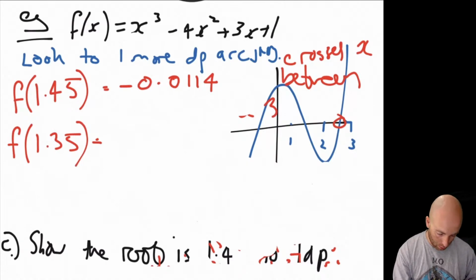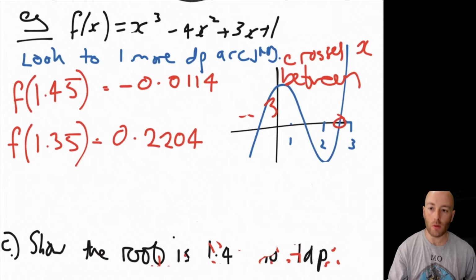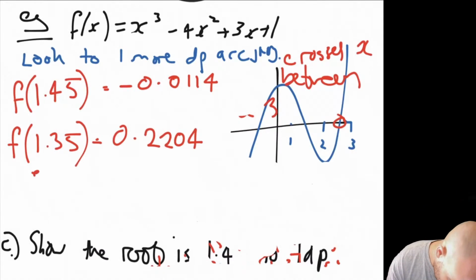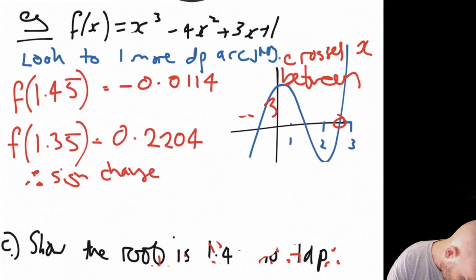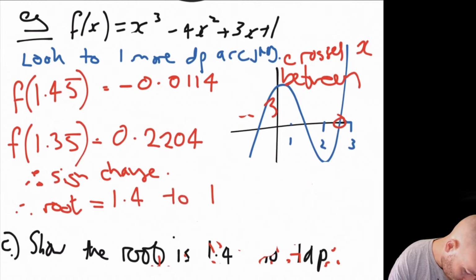And this time I get 0.2254. So, because I've shown a sign change, therefore the root equals 1.4 to 1 decimal place.